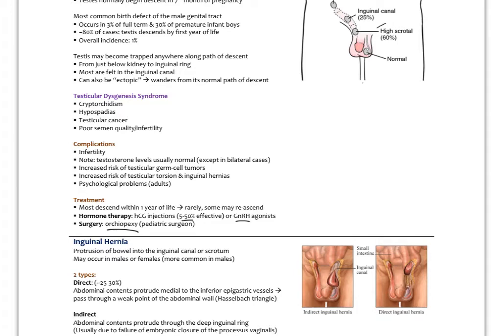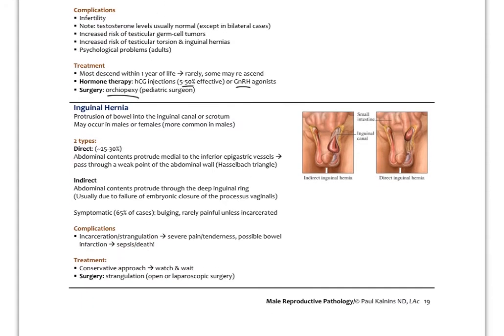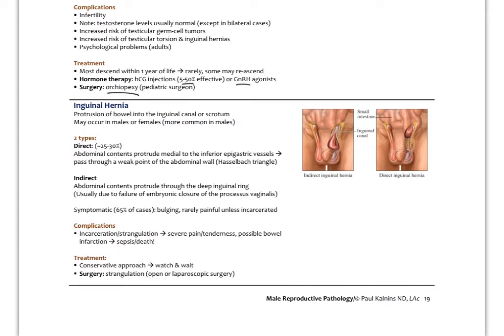The other main genital scrotal disorder to be aware of here will be inguinal hernias, and that's the protrusion of the bowel into the inguinal canal or scrotum. That can occur in males or females, although it's more common in males. And there are two types of this. One is the direct hernias, the less common type, where the abdominal contents protrude medial to the inferior epigastric vessels. They pass through a weak point in the abdominal wall, an area called the Hesselbach triangle.